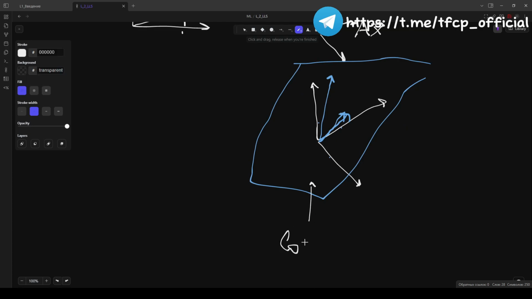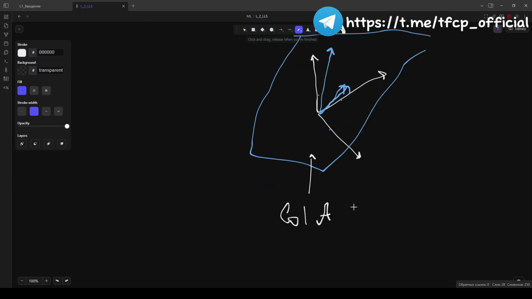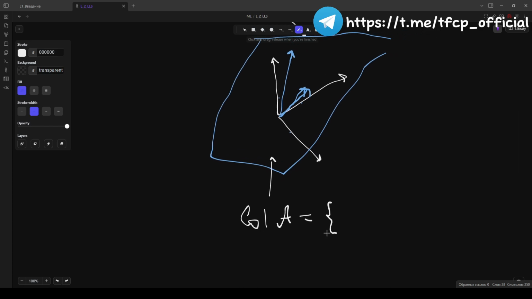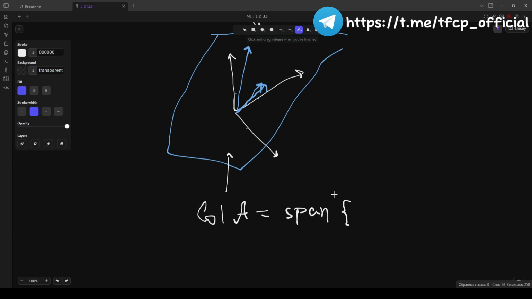It is denoted as col, which comes from the word column, the column space of matrix A. This is, in other words, the linear span. You can use English terminology, for example, say span, linear span, or just curly brackets, which means you have several options. You simply write the vectors 1, 1, 1 and the vector 1, 2, 3.